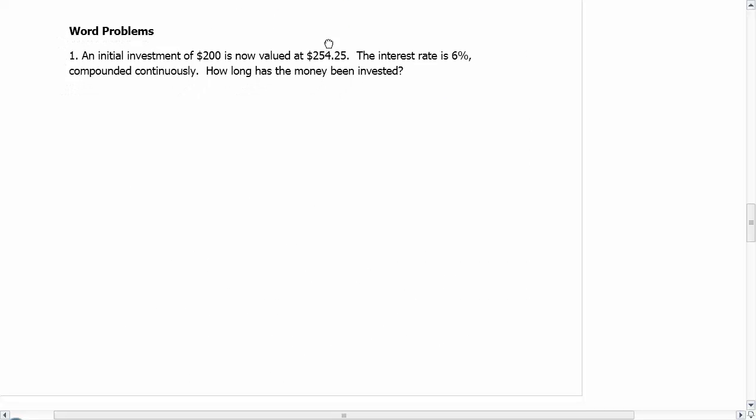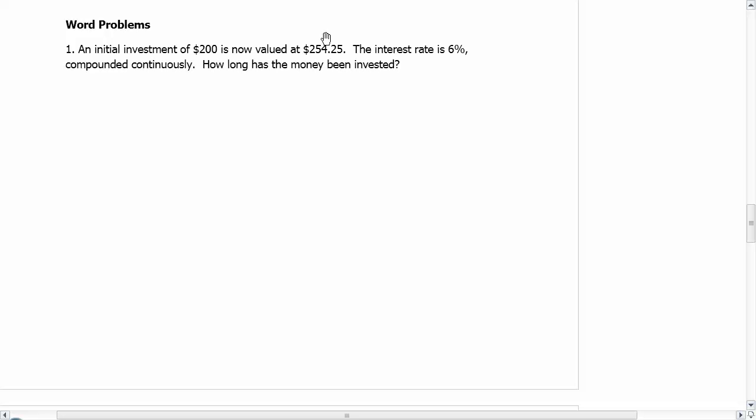Okay, so this word problem works out pretty similarly. An initial investment of $200 is now valued at $254.25. The interest rate is 6%, compounded continuously. Okay, so hopefully you picked up the compounded continuously formula is this. The final amount is equal to the principal times e raised to the rate times time. Okay, how long has the money been invested? So we're trying to solve for this t value. Okay, and so e to the r and p and a, we should have values for all those.